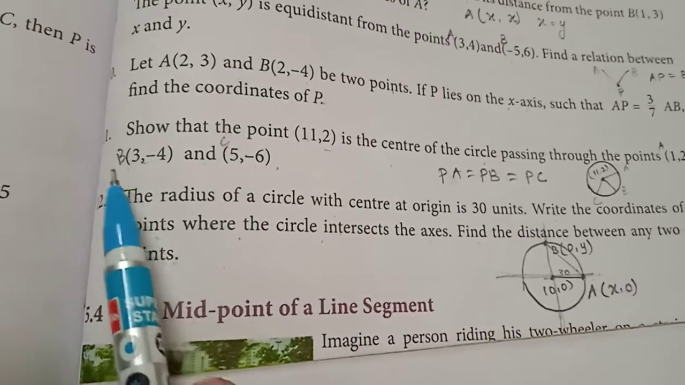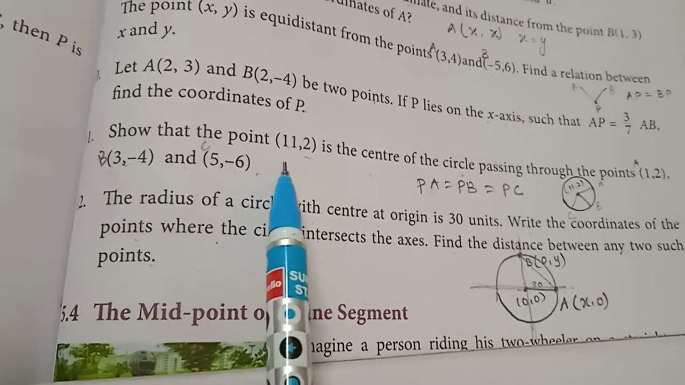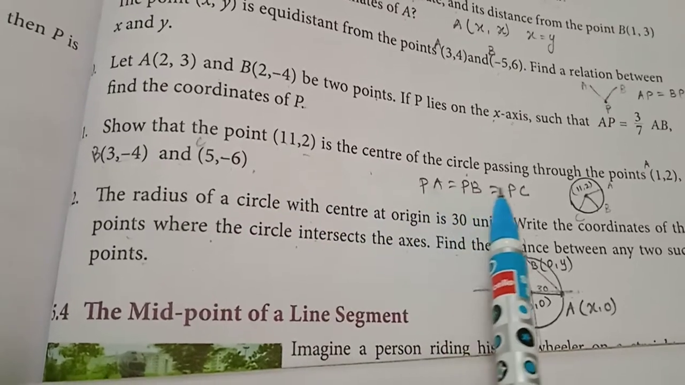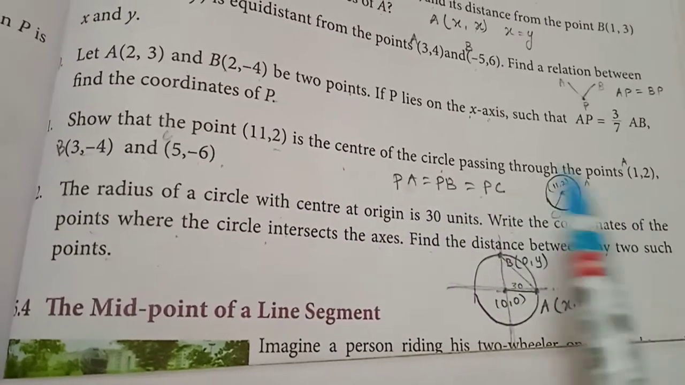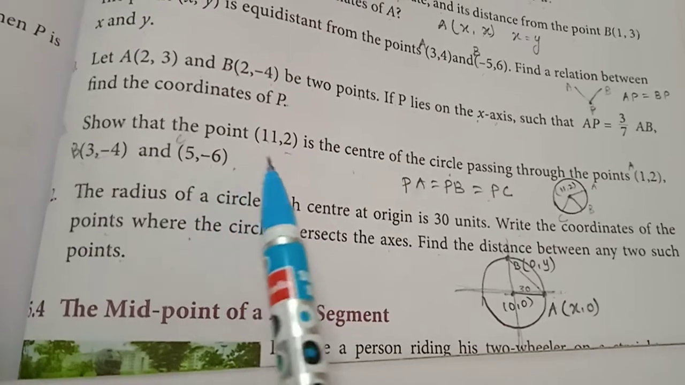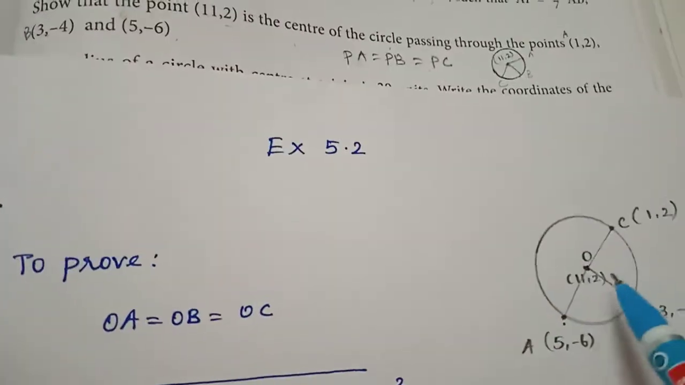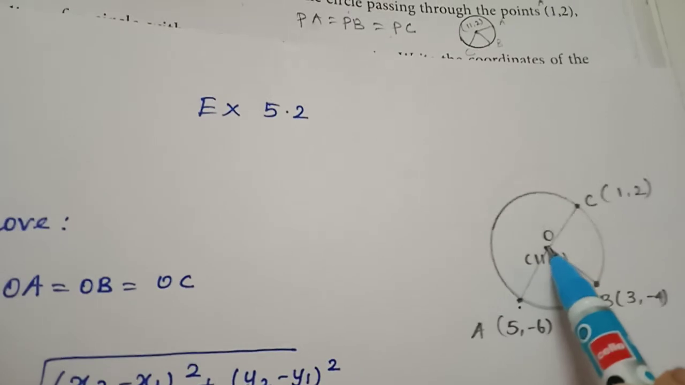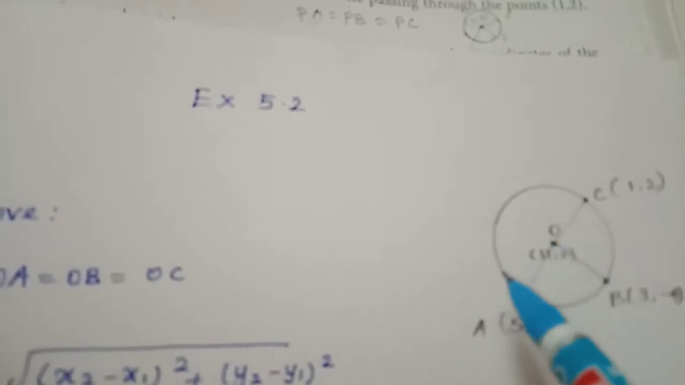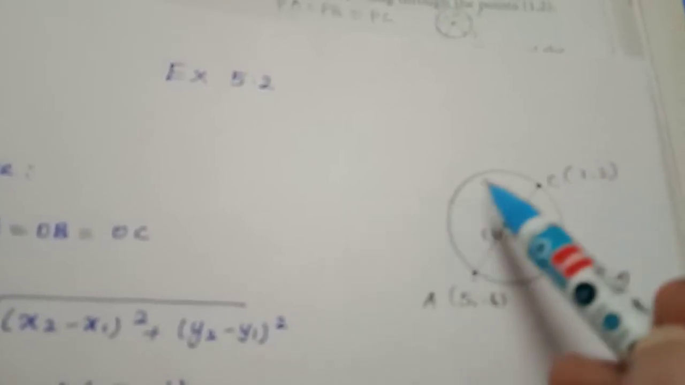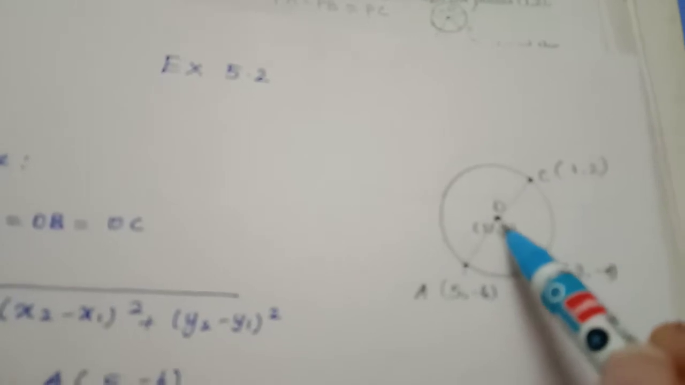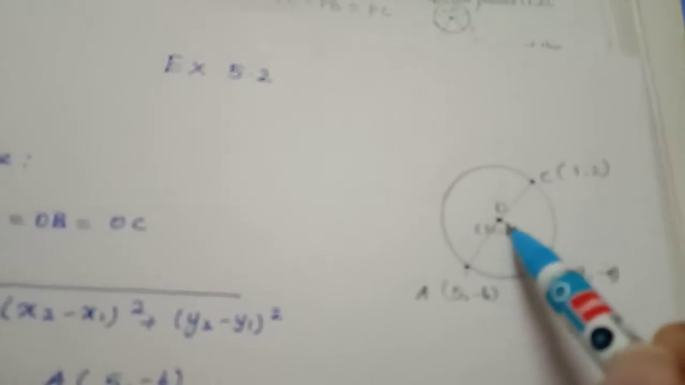Exercise 5.2, question number 11. Show that the point (11, 2) is the center of the circle passing through the points (1, 2), (3, -4) and (5, -6). Here we have to show that (11, 2) is the center of the circle, and we have three points on the circle, that is (1, 2), (3, -4) and (5, -6). These three points lie on the circle and (11, 2) is the center of the circle.